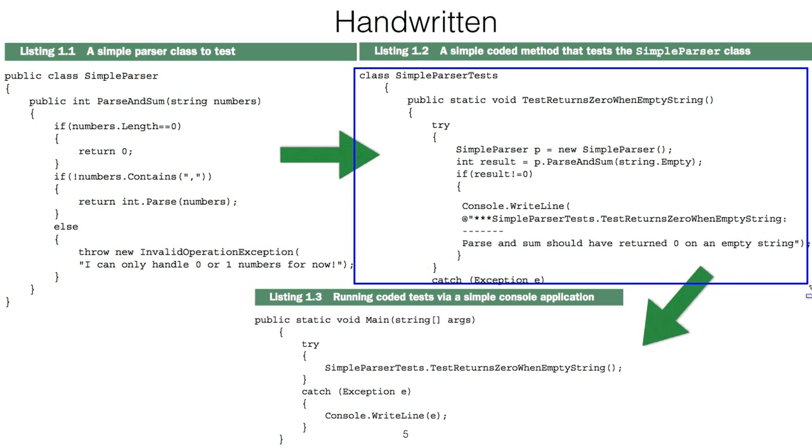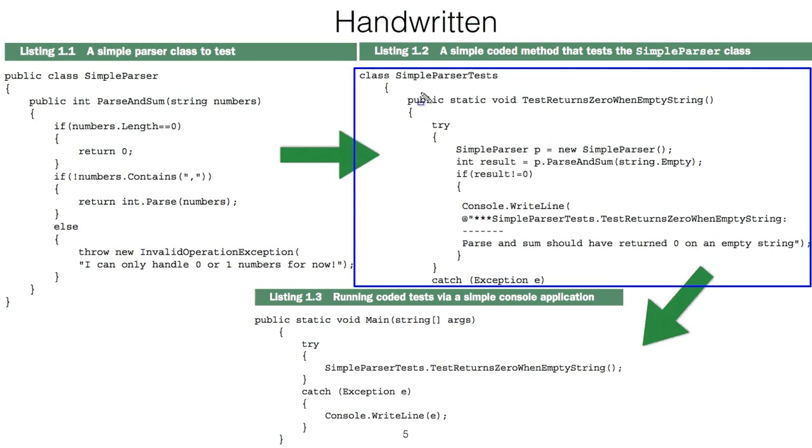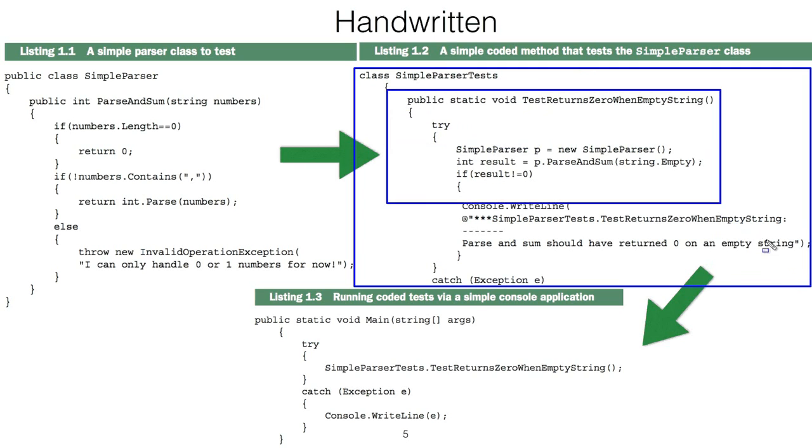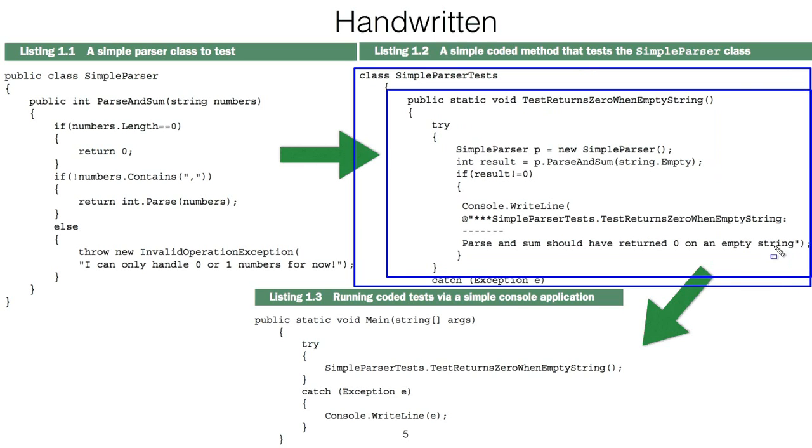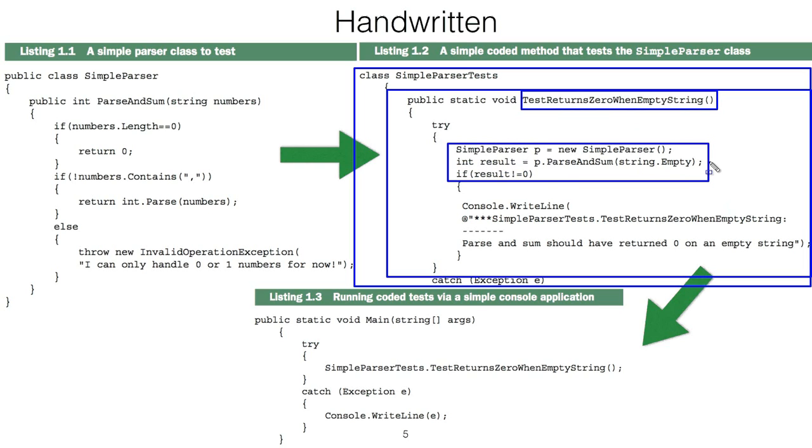Let's take a look at a test class for this unit of work. We have only one method called TestReturn0WhenEmptyString. Notice that the name of the method is as explicit as it needs to be. In the try block we create the SimpleParser and we try to parse an empty string. If the result is not 0, we just display on the console information that the test fails, and in this way we'll see what's going on in the test environment. It's really simple, isn't it?